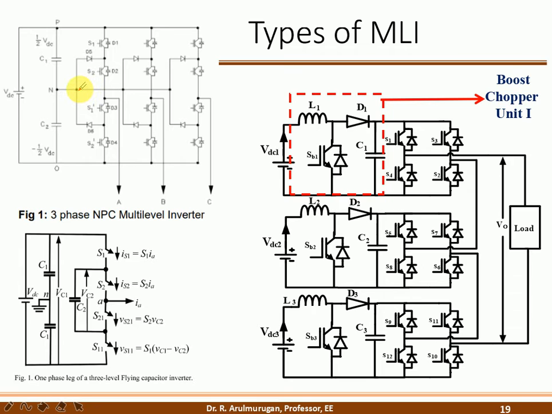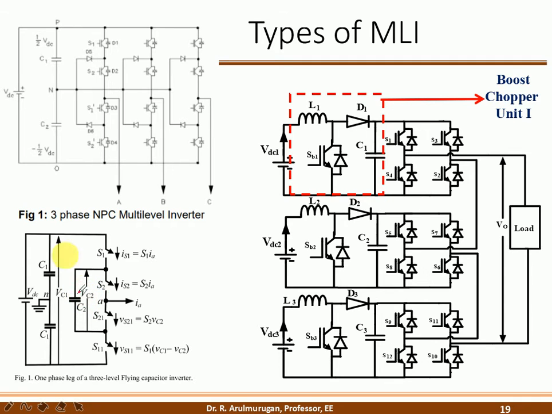Here there are two switches, and here also two switches, so one leg has four switches connected. Similarly for the second leg and third leg, and in each leg two diodes are connected in series from this point to this point, and the center point of the diodes is connected to the neutral. If instead you remove the diodes and connect a capacitor, that capacitor is called a flying capacitor.